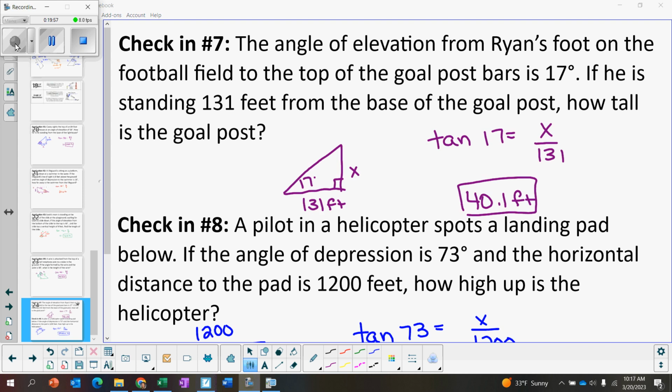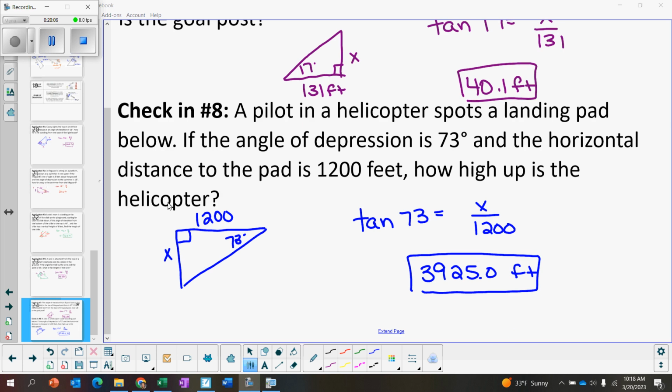All right, so for the first one, we would use tangent of 17 equals x over 131. So I'm finding the tangent of 17 and multiplying it by 131. I get 40.1 feet. For the second one, you might have had your picture look a little different, but we should have used tangent of 73 equal to x over 1200. So we're going to find the tangent of 73 and multiply it by 1200, and we get about 3,925.0 feet. And that is sections 9.4 and 9.5, learning about trigonometry, sine, cosine, and tangent.